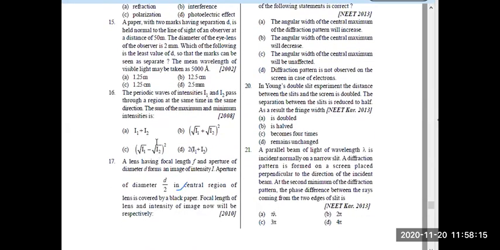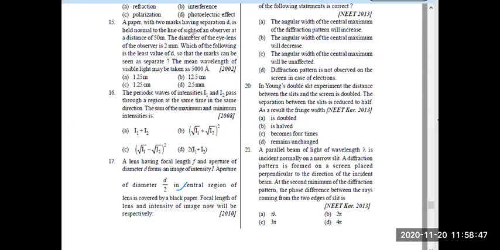15th. A paper with 2 marks having separation D is held normal to line of sight of an observer at distance 50 meter. So capital D is given. The diameter of eye lens of observer is 2 millimeter. So diameter of eye lens is given 2 millimeter. Try 15 everyone, it is a good question. Which of the following is the least value of D so that the mark can be seen as separate?